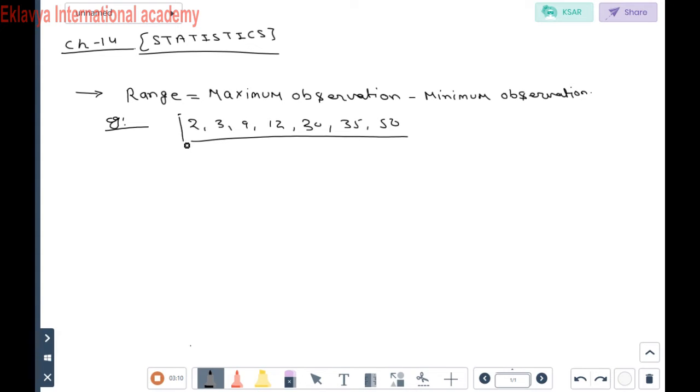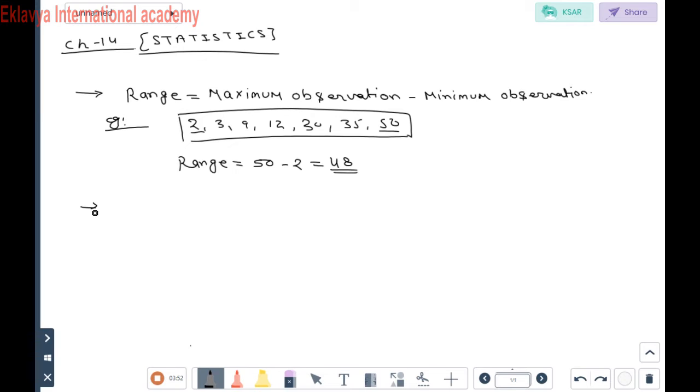These numbers are given to you, and the question is what is the range for the given observations. So how will we find the range here? Range is equal to the maximum observation 50 minus the minimum observation 2, which will come to 48. Understand? So range is the difference of the maximum observation minus the minimum observation. Now you all know how we will represent the given information in the form of a frequency distribution table. You can easily convert to a frequency distribution table using tally marks.